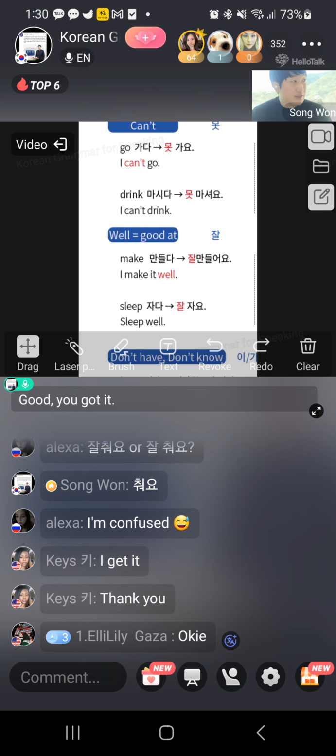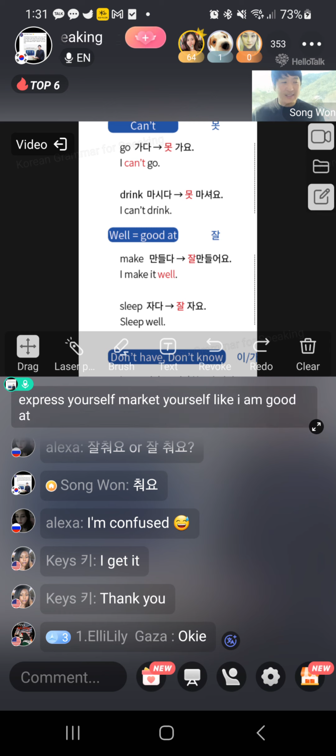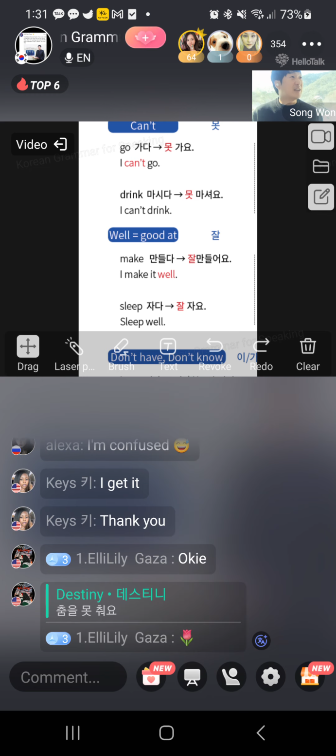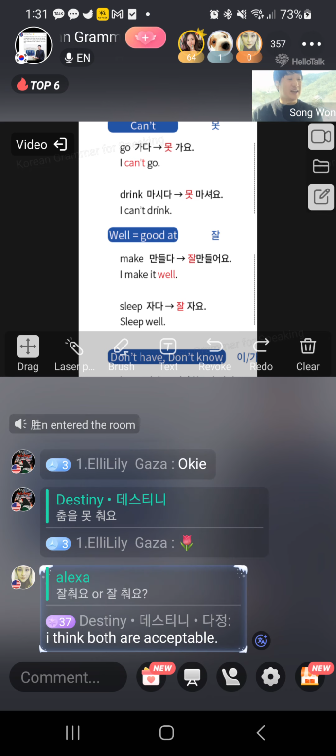So remember, express yourself, market yourself. Like I am good at Photoshop. I am good at Excel. I am good at languages. And think about what you're good at and type everything that you're good at. I am good at driving. I am good at walking. I'm good at speaking. Anything, right? Any skills you got.